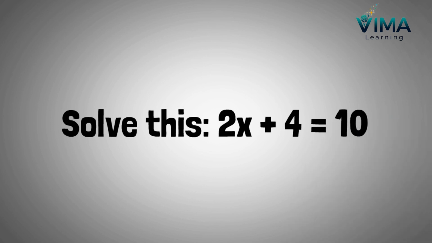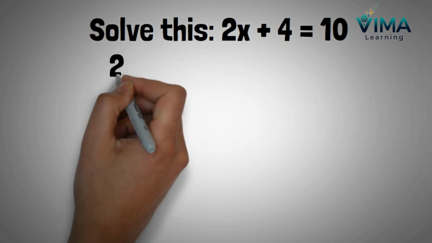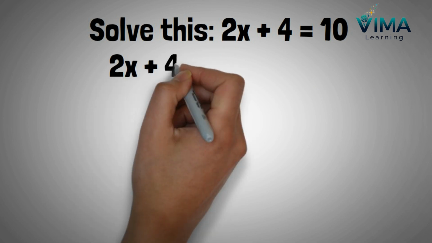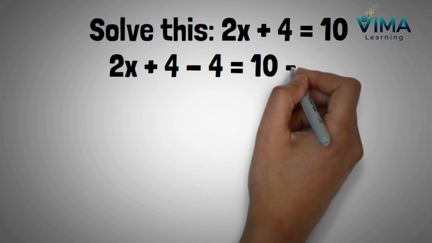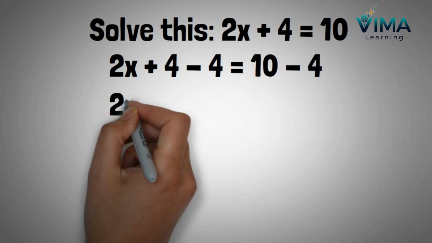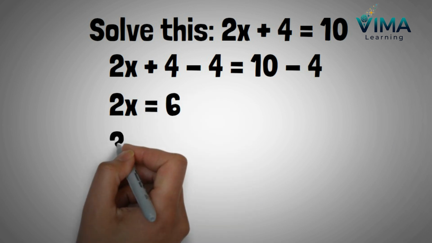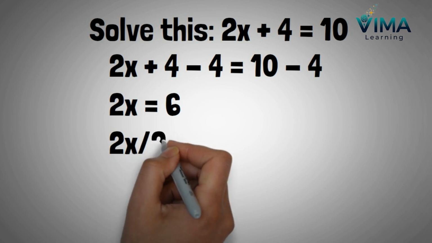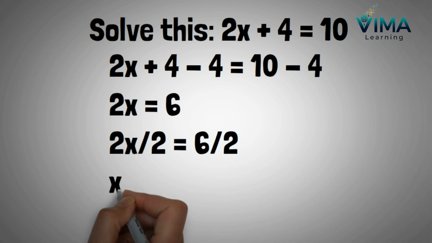Let's try one more thing to better understand how we can solve an algebraic equation. Solve this: 2x plus 4 equals 10. First, we need to subtract 4 from both sides. 2x plus 4 minus 4 equals 10 minus 4. So now we have 2x equals 6. And then to solve this, we need to divide both sides by 2. And therefore x equals 3.